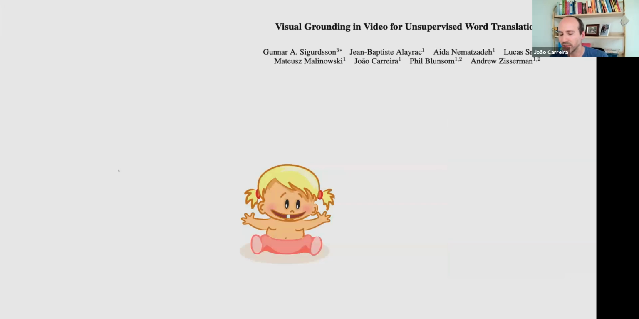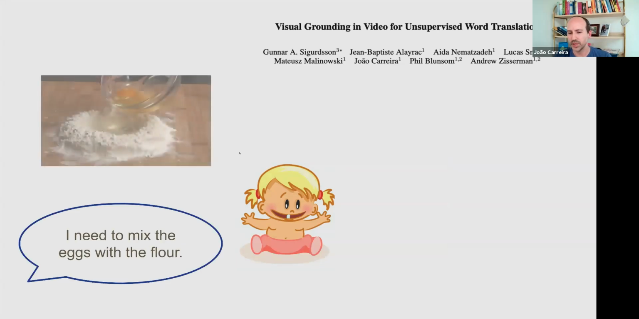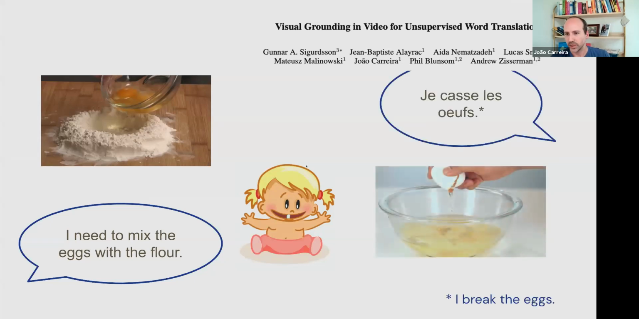So final element of the tour. We also did a little bit of work on unsupervised word translation in video. And the idea there is that the model is seeing videos from YouTube, some of them in English and some of them in French, and they're not the same video, they're different videos. For example, it may be a video of someone showing how to mix the eggs with the flour. And again, there can be some videos in a different language, for example, in French, but there's this common element, which is the video itself, the pixels that can ground the multiple languages.